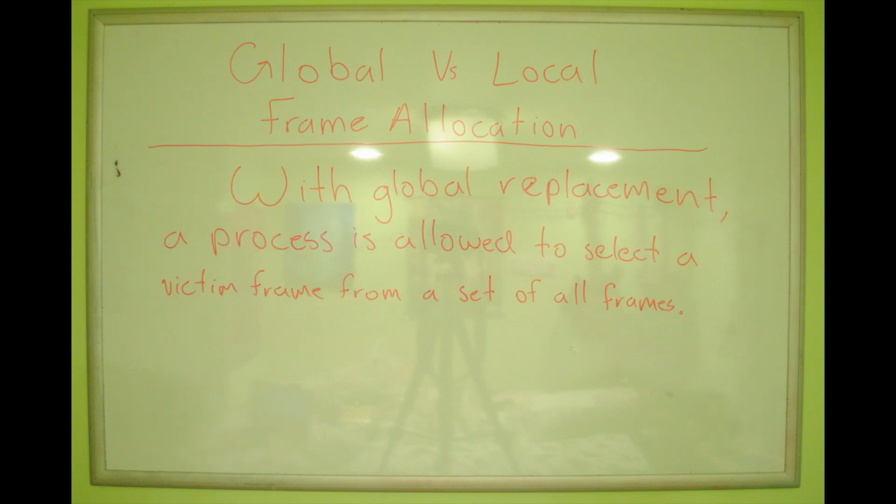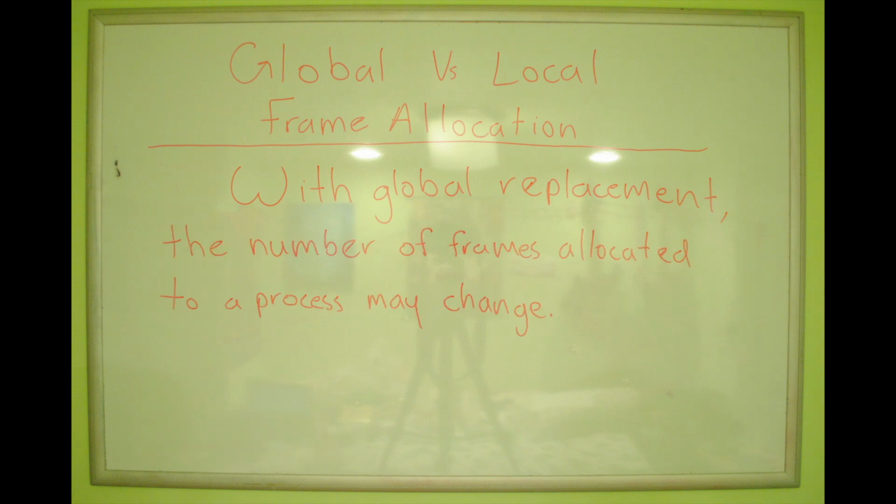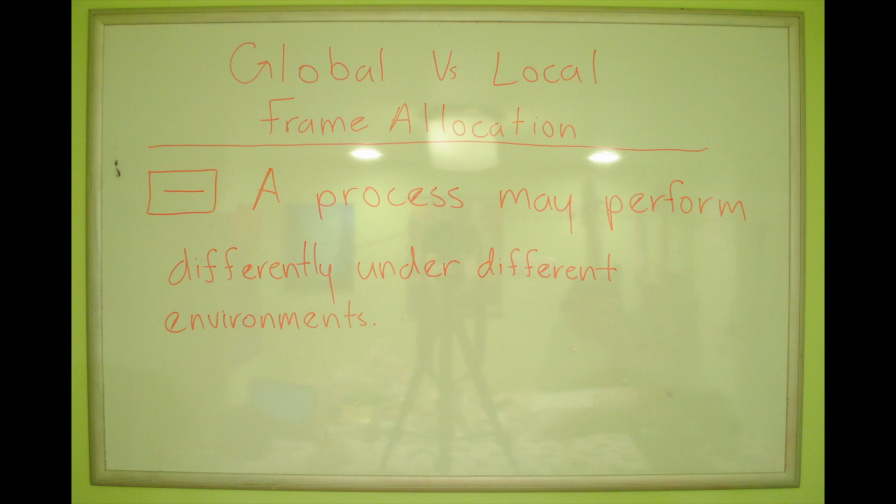With a global replacement strategy, a process is allowed to select a victim from a set of all frames. This means that its selected victim frame may be one that was previously allocated to a completely different process. When doing so, that process is increasing the number of frames that is allocated to it. This also means that a process may lose a frame or frames to another process, decreasing its number of allocated frames. The drawback to a global replacement strategy is that one process may perform differently in one environment than it does in another, since it's directly influenced by other processes.